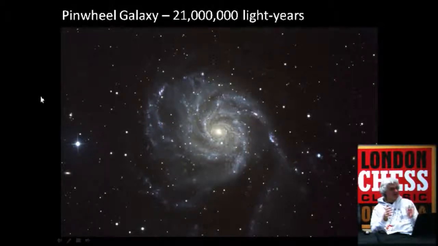So now we go a bit further away. This is my favourite galaxy. I've even got a T-shirt with a picture of this galaxy on it. It's 21 million light years away, and it is massive. It is larger than the Milky Way. It's 170,000 light years across and has about twice the mass of the Milky Way.